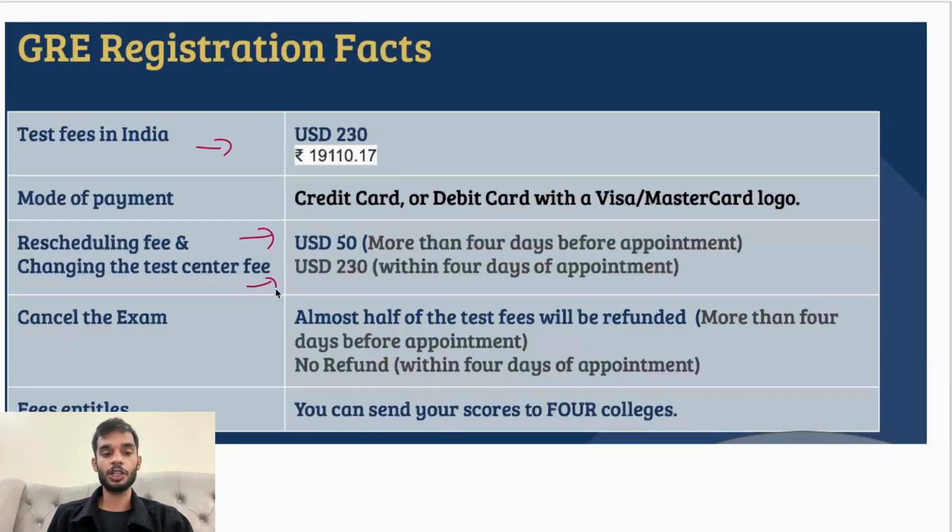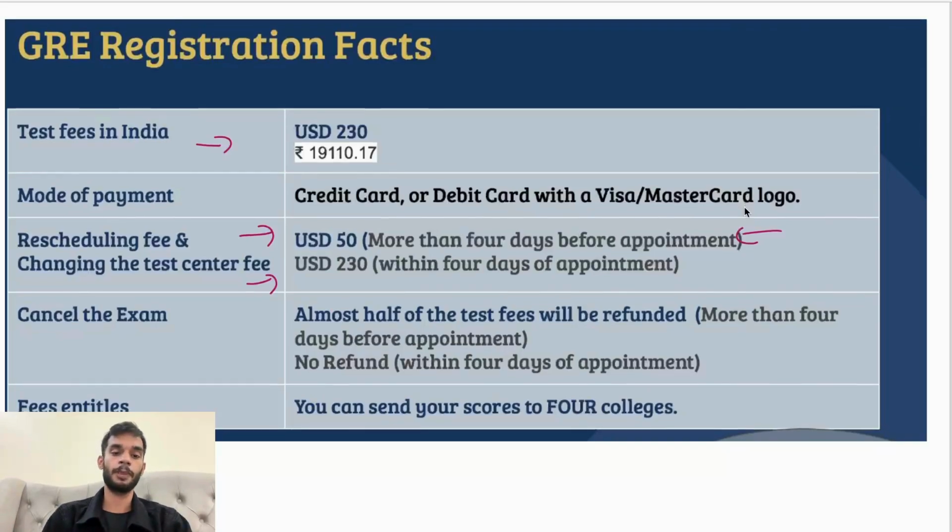Rescheduling fee and changing the test center fee. If you're rescheduling the test date, or you're changing the test center, you'll have to pay $50. You had paid $230 for the fees, so you'll have to pay $50 for it, and $180 will be refunded. But that is the case only if you do this 4 days before the appointment. When you do it within 4 days of the appointment, $230 will be charged. So that means no refund in simple sense.